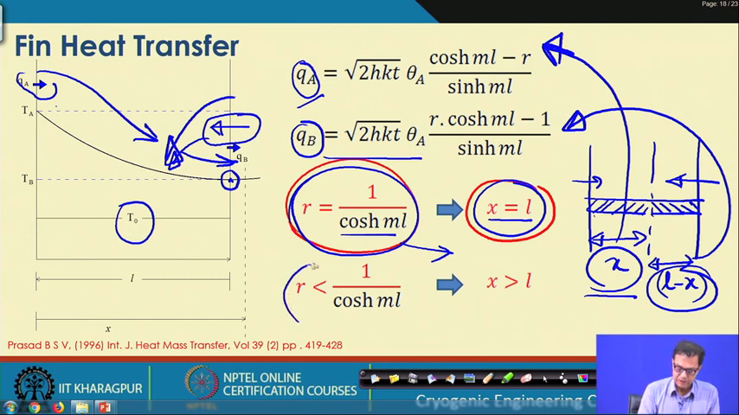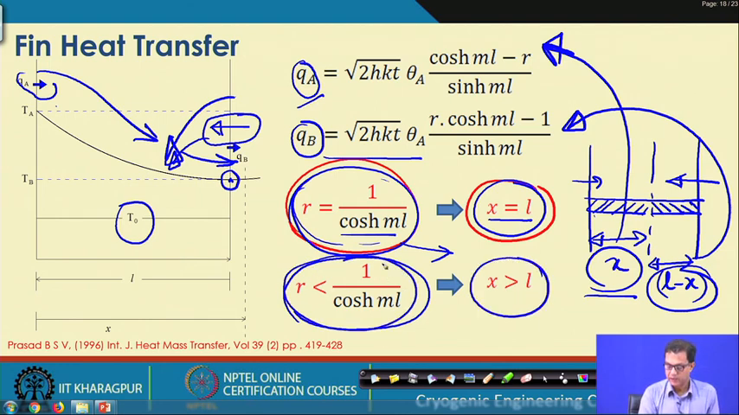Now, what happens if r is still smaller? This cos hyperbolic m l is more than 1, and we find that this becomes exactly less than 1, and in this situation x goes beyond the physical boundary of this physical plate. So, in that case also you will find that these two equations are taking care of that, even if there is axial conduction, transverse conduction of heat, it is automatically being taken care of.